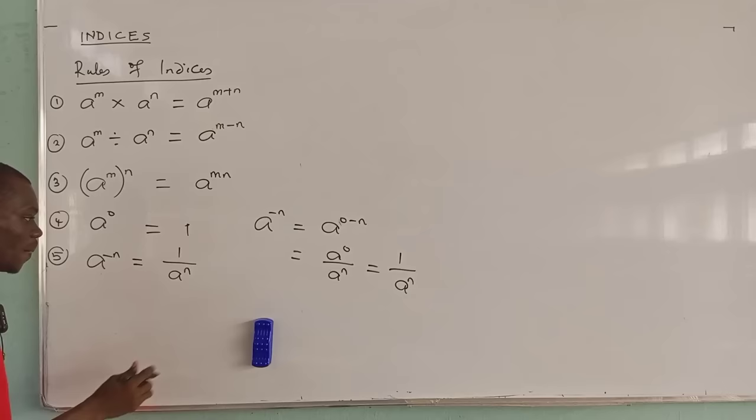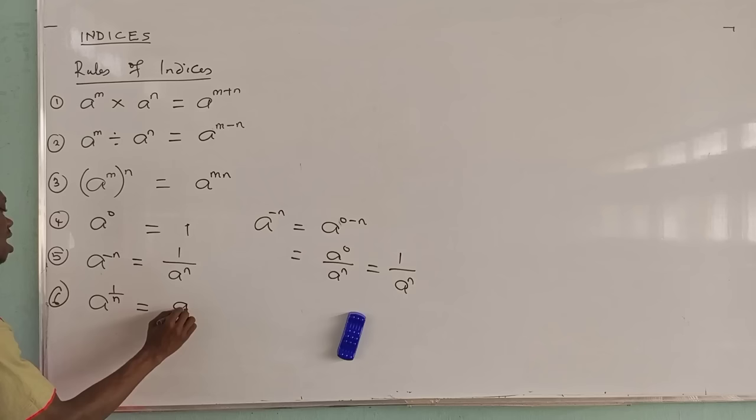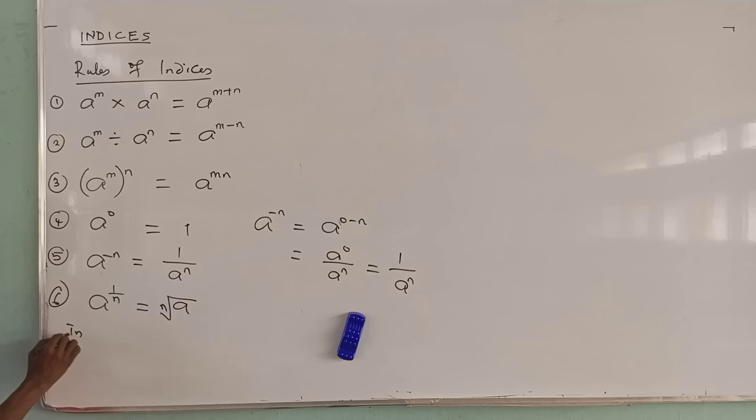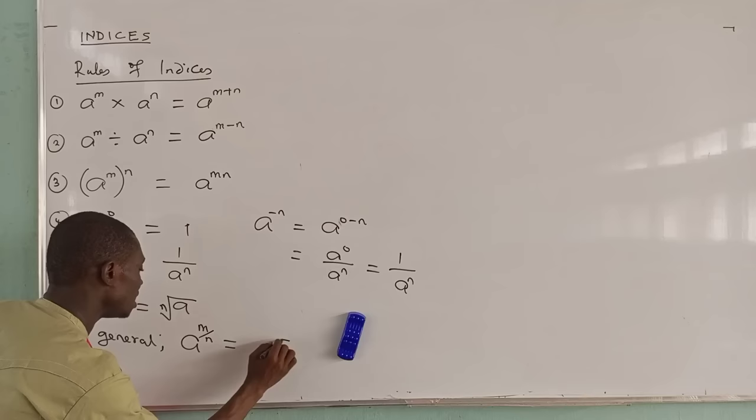And then the sixth rule that we're going to look at here is the rule of a fractional power. What if I have, let's say, a raised to power 1 over n? This is the same thing as a to the nth root. And in general, if I have a raised to power m over n, this is the same thing as the nth root of a all raised to the power of m.